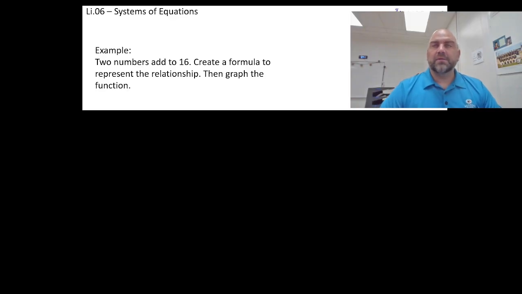In the example I'm going to give here, we have two numbers which add to 16. We want to create a formula to represent the relationship, and then we want to graph the function out. So when we are talking about any question, especially when we're dealing with context, and this one has a little bit of it, the first thing we need to do is define our variables. What do the x and y represent?